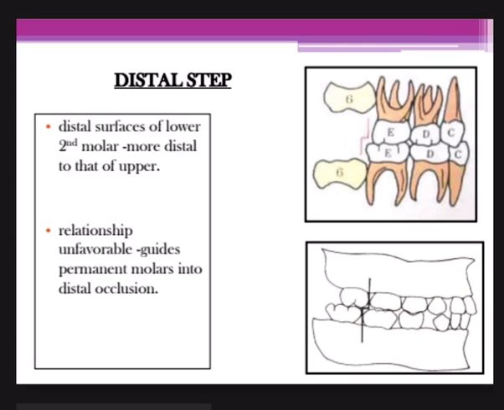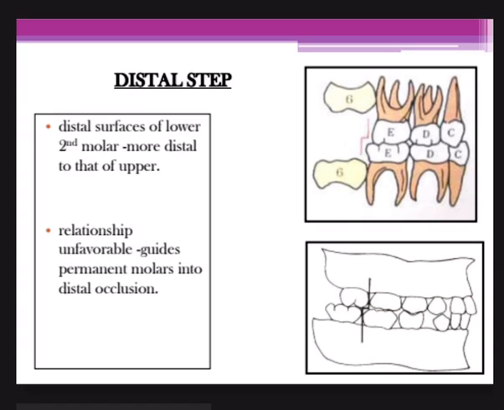Distal step. So now you will be knowing what distal step is, right? The distal surface of the mandibular second primary molar is distal to the distal surface of the maxillary second primary molar. Simple. And here it is an unfavorable relationship, and it guides the permanent molar into a distal occlusion, that is, a class 2 profile will be there in future, when the permanent molars are erupting.